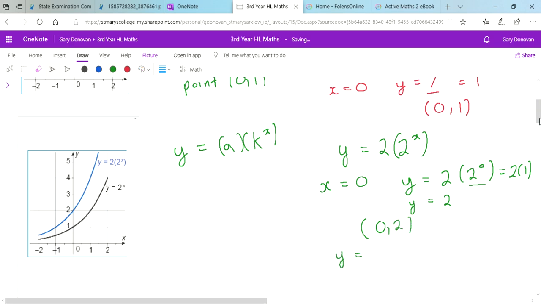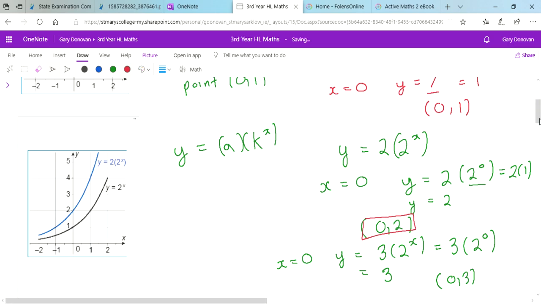Let's try y equals 3 times 2 to the power of x. In this case, when x is 0, you'll get 3 times 2 to the power of 0, so y equals 3. So our next point is 0, 3. Now there's a pattern here that emerges.